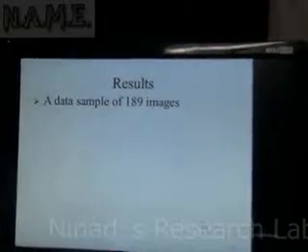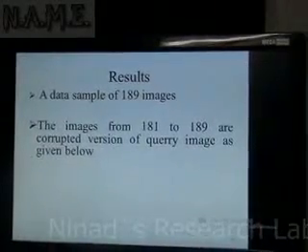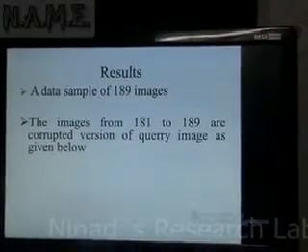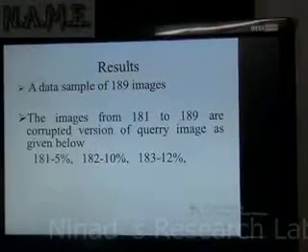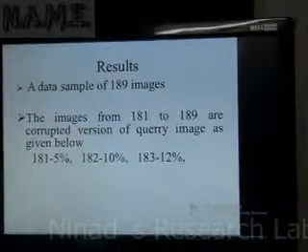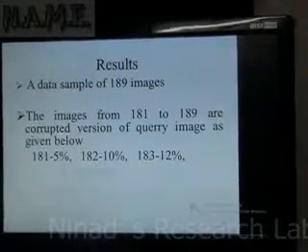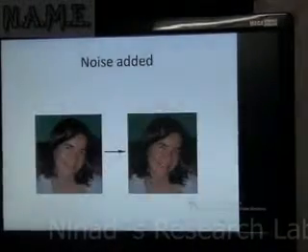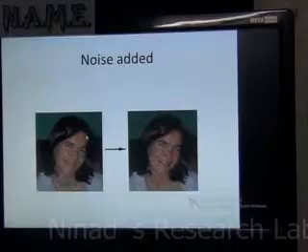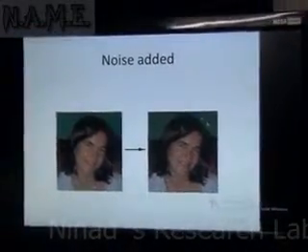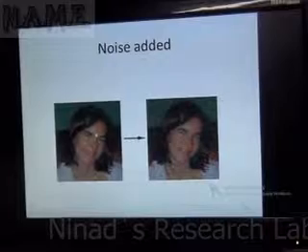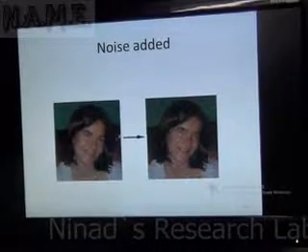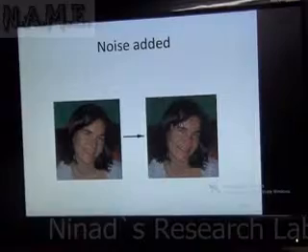A data sample of 189 images was tested. Now 181 to 189 are the original images only with corrupted query images, and the corruption factor we added, that is basically additive noise plus multiplicative noise, is around 5% up to 50%. So this is how you corrupt your image. You have your original image, you add some noise into it and it will look something like this. And this should not affect the result of the algorithm, because you can see the color remains more or less same, your shape remains more or less same, your texture remains more or less same.